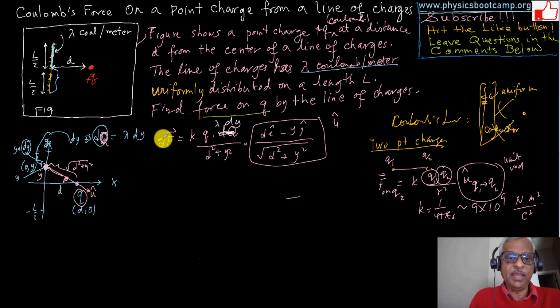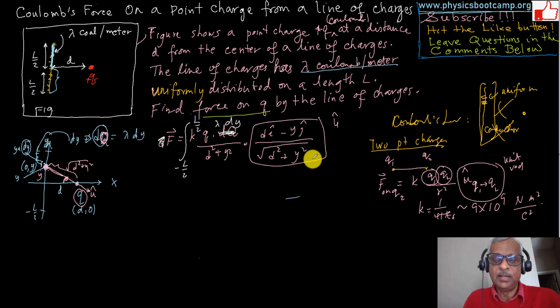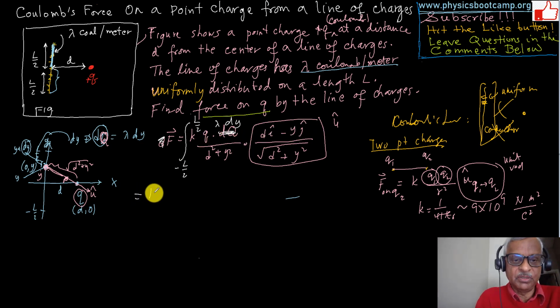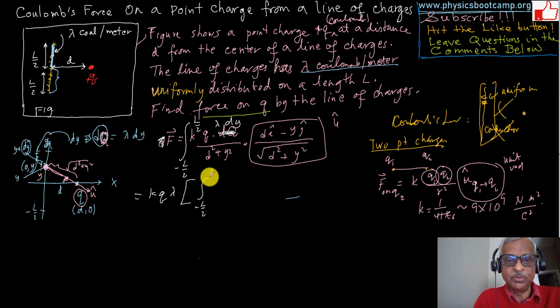And to get the F, all I need to integrate is from minus L over 2 to L over 2 to get the whole thing, right? You can see right here that this will distribute into two things. Let me write that down because I want to make this point. k q lambda is constant. So it's going to be two integrals, from minus L over 2 to L over 2.